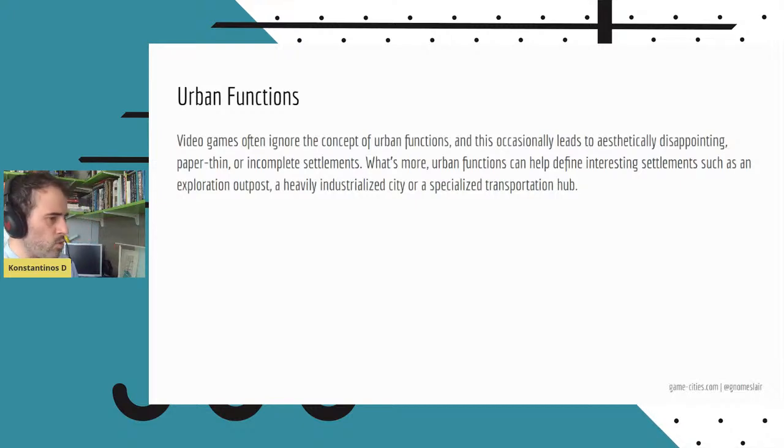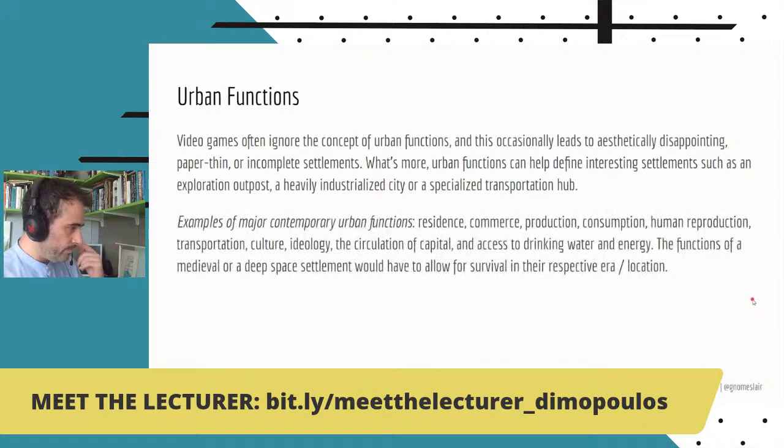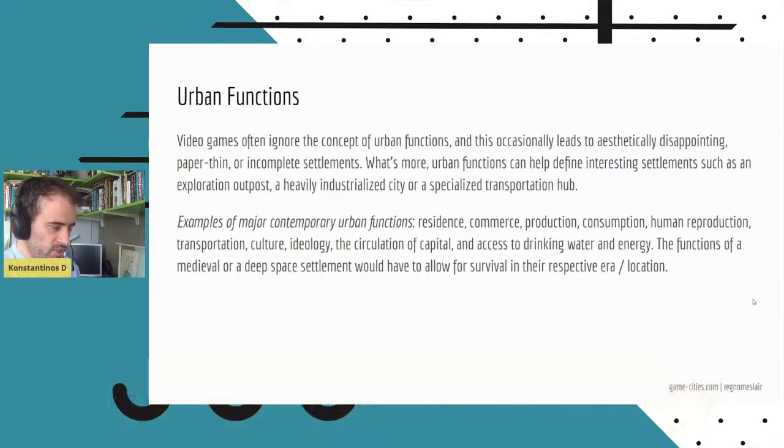For if we admit that, look, we need a city in our geography that is heavily industrialized, or we need a specially constructed transportation hub, all those things can act as core ideas that will guide city creation. Now, to give you an example of what urban functions are: in contemporary times, major key urban functions, things that a city has to provide its people with, would be residence, commerce, production, consumption, the reproduction of us humans, transportation, culture, ideology, the circulation of capital, access to drinking water and energy.